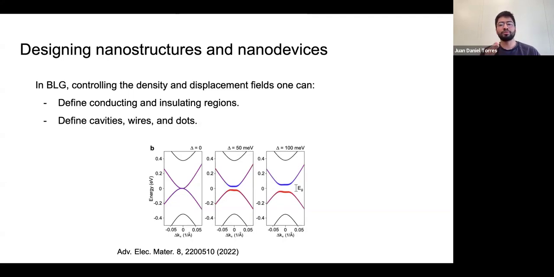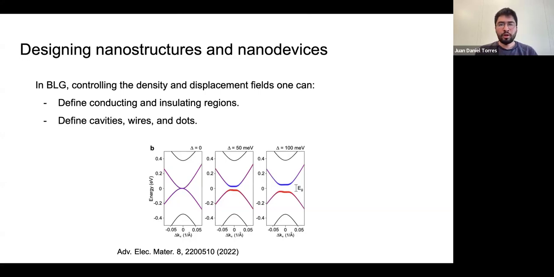If one breaks the inversion symmetry by adding a displacement field, one opens a gap at the Fermi level that you can see here. I show three band structures and I increase the displacement field in them. If you look at the Fermi level, there's a gap that is open in between the conduction and the valence band. And because this can be created with gates, now one can just use gates to define different regions in a single sample that either conduct or insulate. And then one can define more complicated devices, such as cavities, wires, and quantum dots.